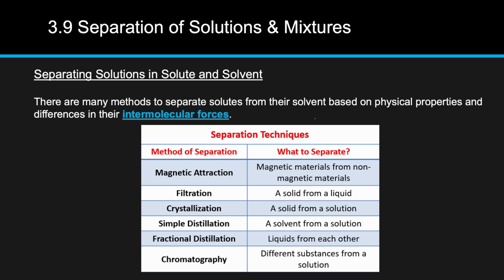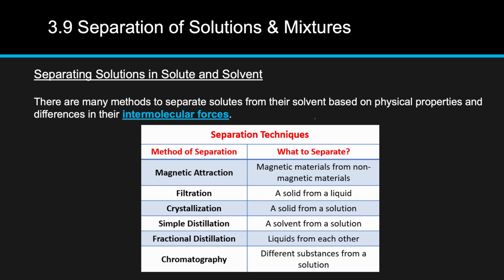This slide shows different ways we can separate solutes from solvents. Remember, solvent is what is doing the dissolving and solute is what is being dissolved. Each method works because of physical properties and differences in intermolecular forces. So for example, magnetic attraction separates magnetic from non-magnetic materials.